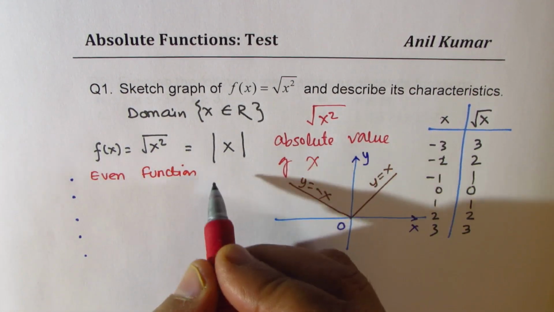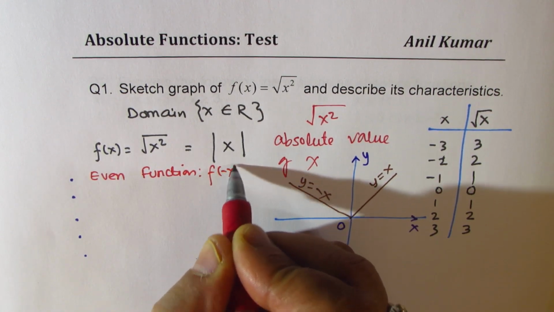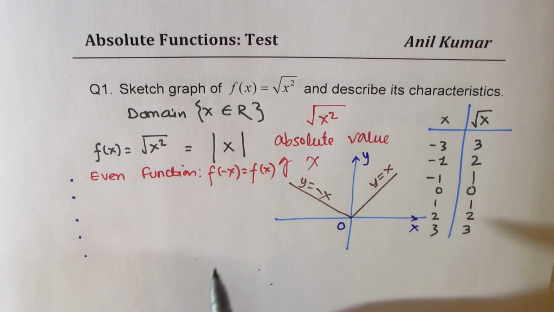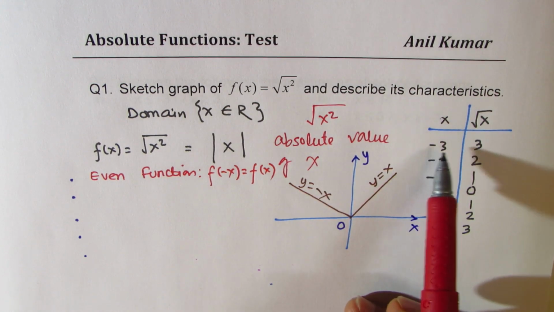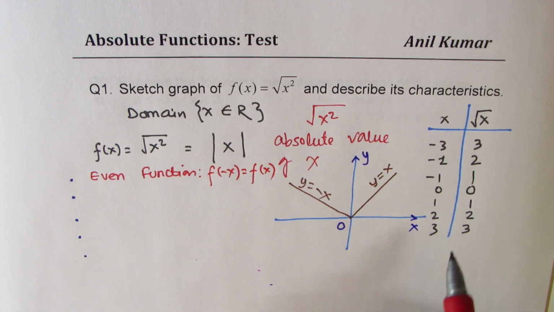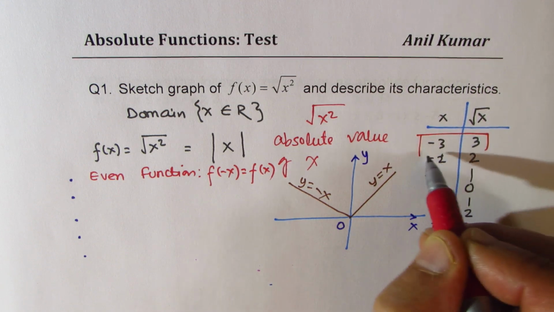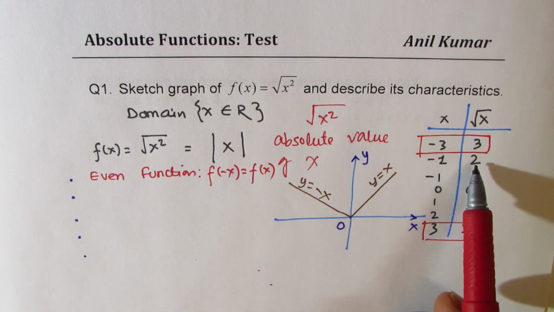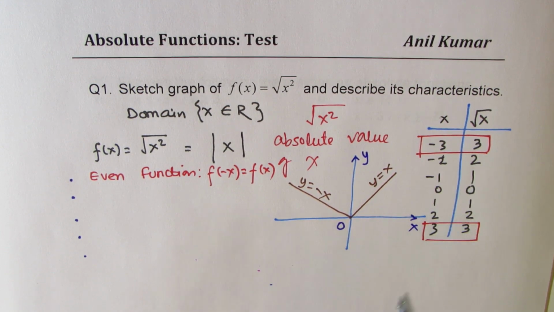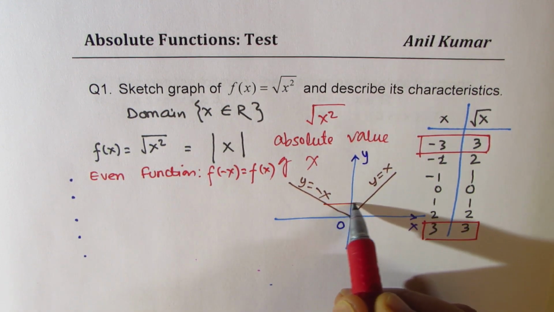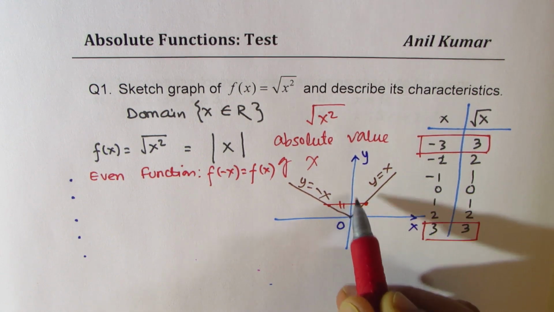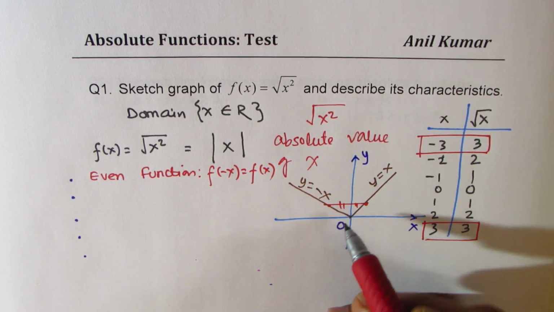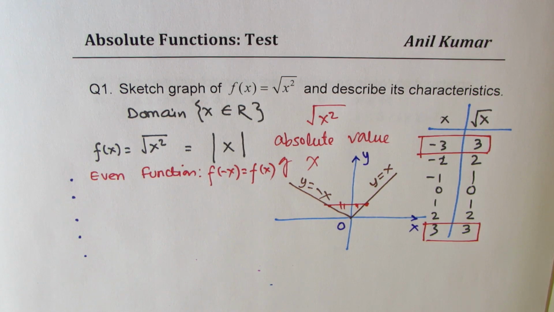That is to say that f of minus x is equal to f of x. So if I write minus 3, I get 3, and for 3 also we get 3. Do you see that? So f of minus x is same as f of x. For minus 2 the value is 2, for 2 also it is 2, right? Which could easily be seen that it is symmetric about the y-axis, right? So this is a very important property of the function absolute x.